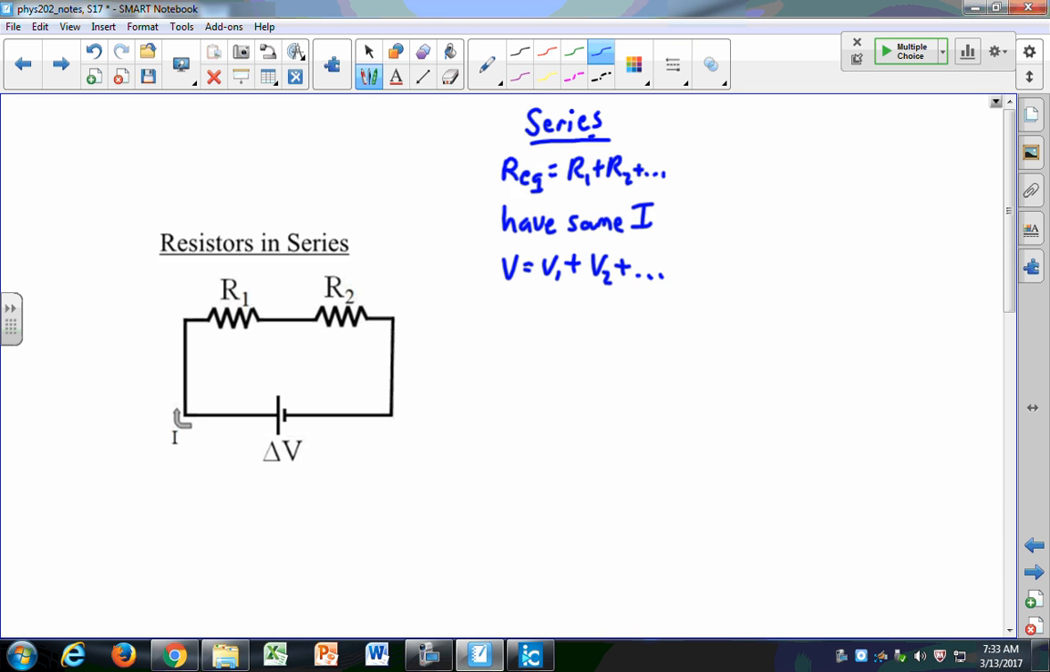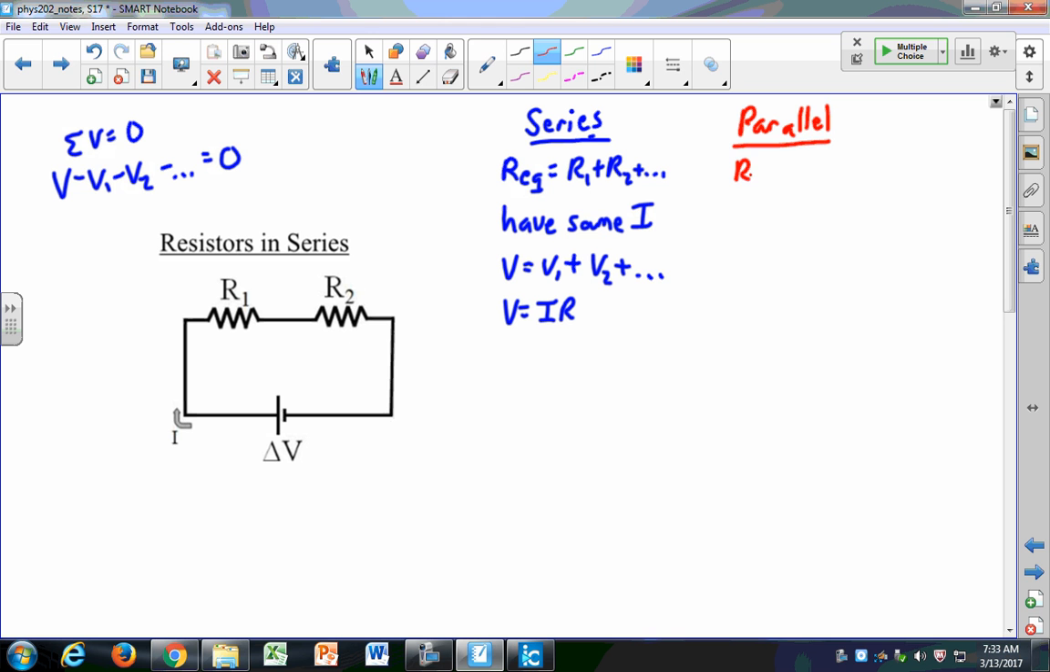I'll write it over here. That is that the sum of the voltages is equal to 0. That's the loop rule. Or V minus V1 minus V2 minus however many resistors you have, that's equal to 0. Where V is the voltage across the battery, or the total voltage across all the resistors in series. And then finally, V equals IR. That's Ohm's law.